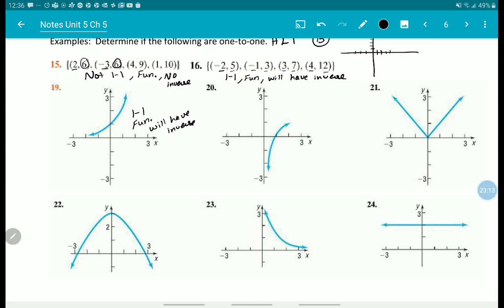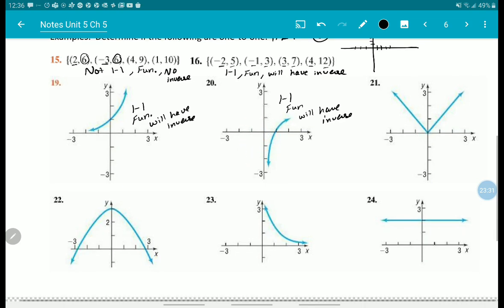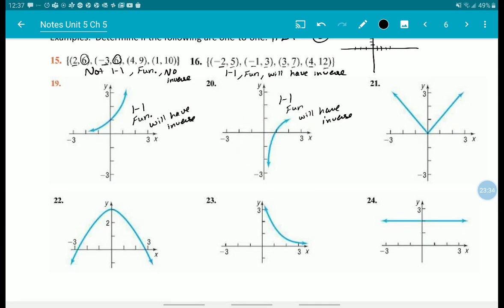Let's look at 20. 20 passes that horizontal line test, so it's one-to-one. It passes the vertical line test, so it's a function. So then it will also have an inverse. What about 21? 21, if we were to look at horizontal lines, this y value corresponds to 2 different x values. So this is not one-to-one. Okay, it is a function. It passes the vertical line test. But because it's not one-to-one, it will not have an inverse.